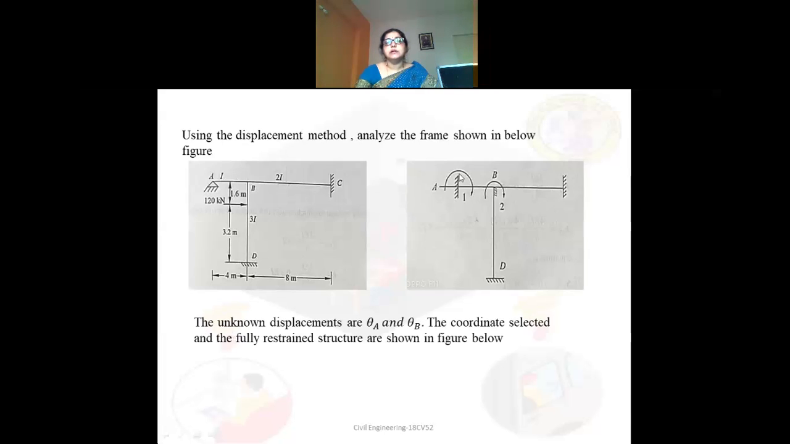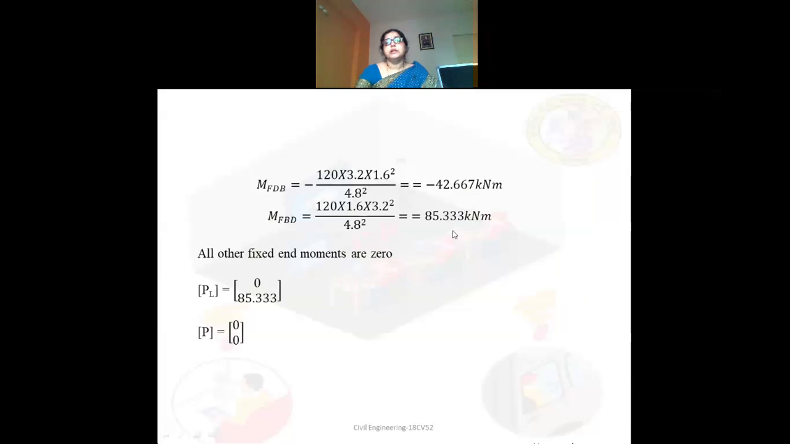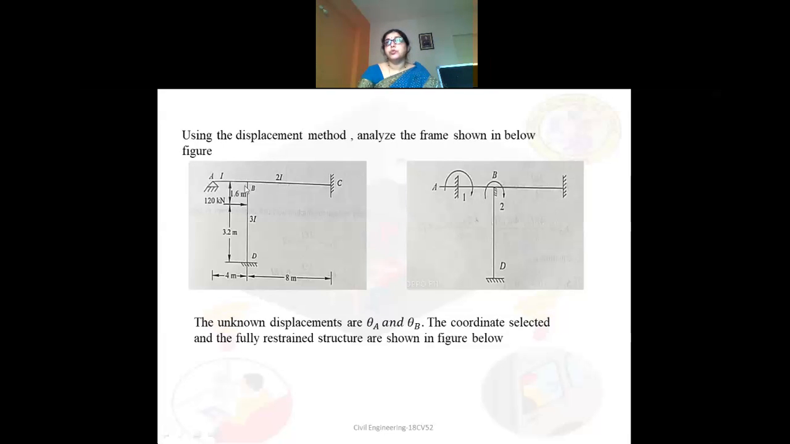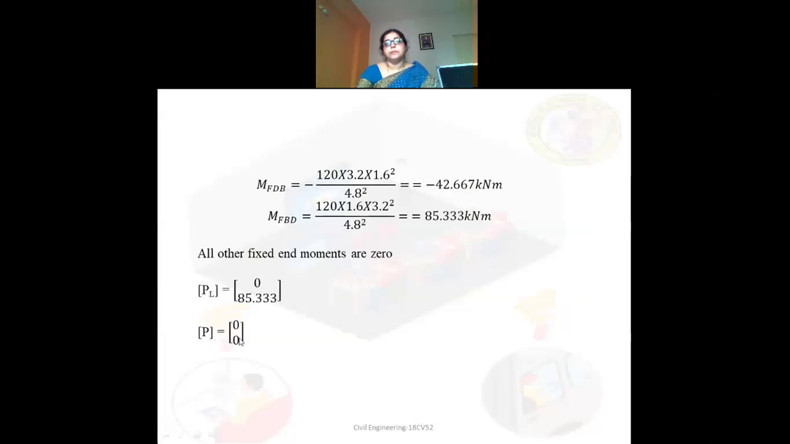Again, BC there is no load in the span BC, no load on BA, and BD we have a load. How much is it? It is 85.33. So BA, BC plus BD, if I do, I am going to get only 85.33. And do we have any moments acting at support A or support B, an external couple or a moment? Nothing. So it is 0, 0.